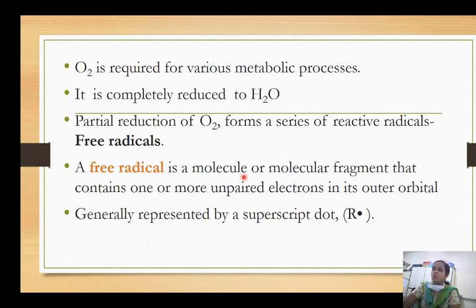So a free radical is a molecule or a molecular fragment that contains one or more unpaired electrons in its outer orbit, and that is represented by R dot. Now this can be of any type, it can be oxygen or it can be any molecule, but if R dot is there, it indicates that it has got an extra electron.